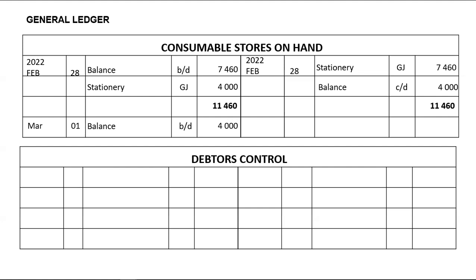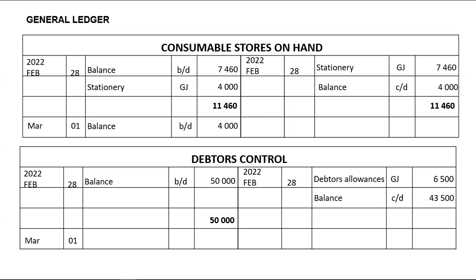Debtors control, it was 50,000, but we had debtors that returned goods. So this will be reduced by the selling price of goods that we returned, which was 6,500. And then our debtors control left, those that still owe us and still have our goods, will be 43,500, which is 50,000 minus 6,500. And that will be our balance brought down for the new financial year. That's what we will start the new financial year with.